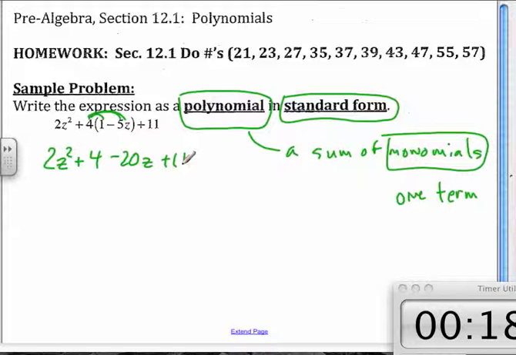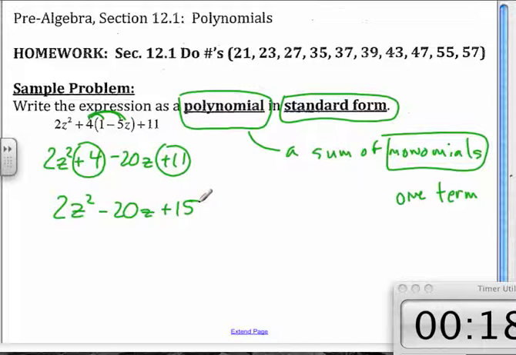Does anyone see what I need to do next? What do I need to do next, Miles? That's right, I need to combine the constants, right? I need to combine any like terms, yes? So I'm going to get 2z squared minus 20z plus 15, okay?